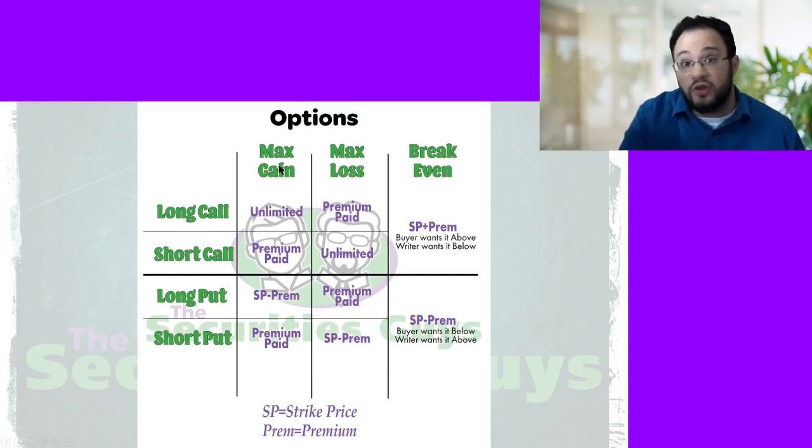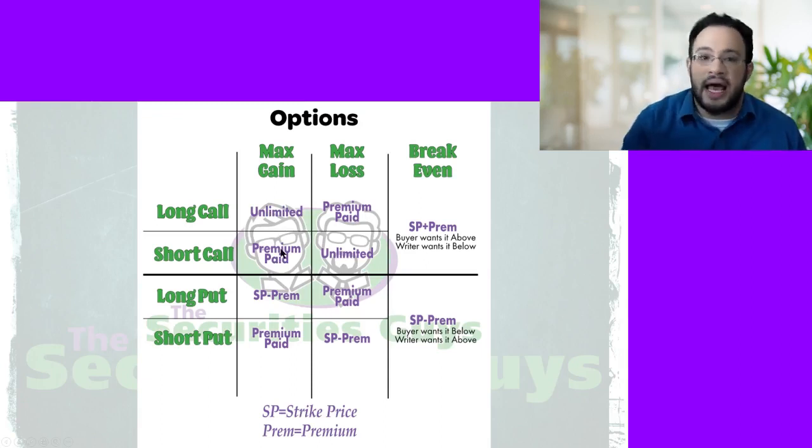Well, for a short call, the most you can gain with a short position is the premium, if it expires because the buyer doesn't use it. What's the most I could lose? There's no limit to how much I can lose. It's unlimited. Notice as well, these are crossed. What's unlimited here is unlimited here. Premium paid, premium paid. The most that one side can lose is what the other side can gain.